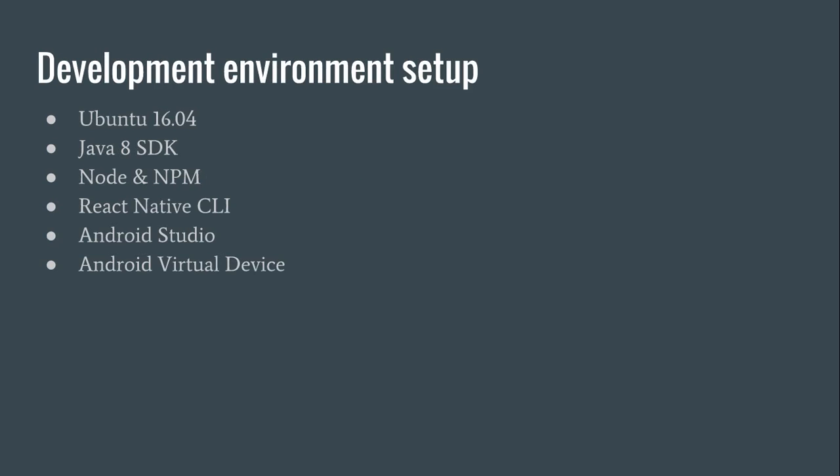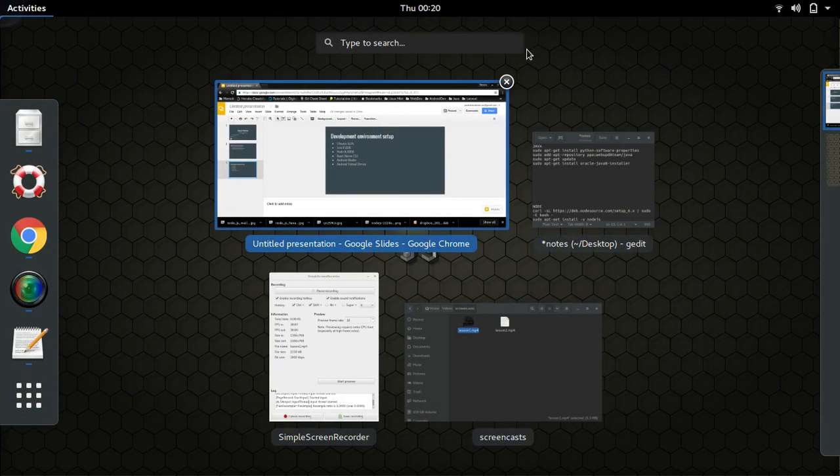Once again, we are working on an Ubuntu 16.04 distribution of Linux. We're going to install our Java 8 SDK and our Node and Node Package Manager. Also install the React Native command line interface, Android Studio, and the Android virtual device before we start creating any applications. Alright, now let's get down to business. We'll start by installing the Java 8 SDK. Now, real simple.